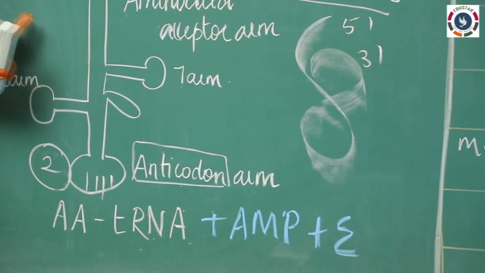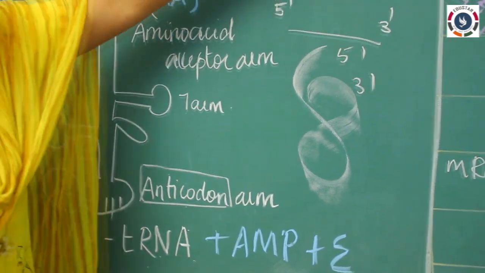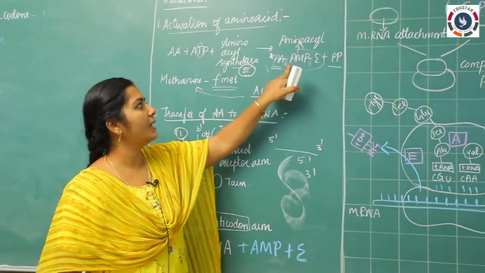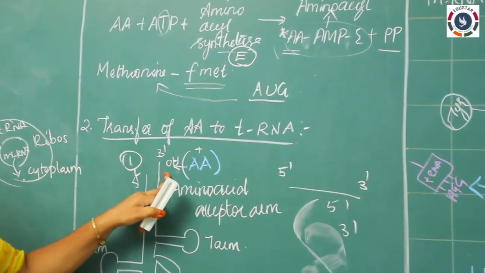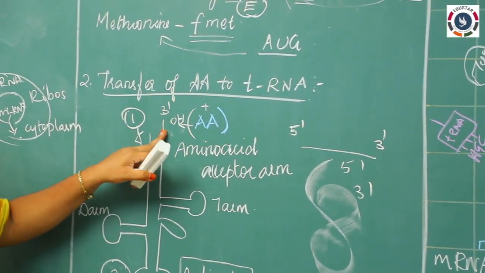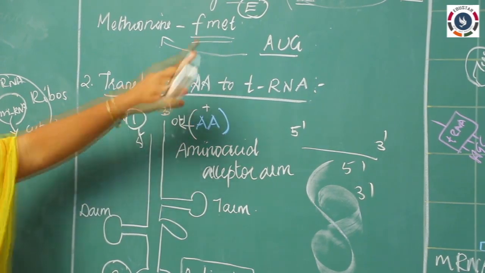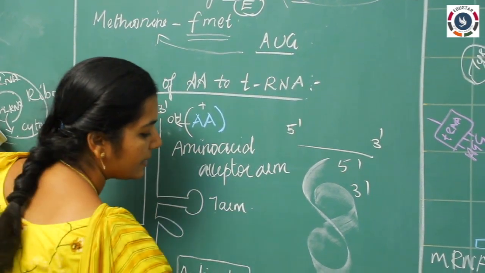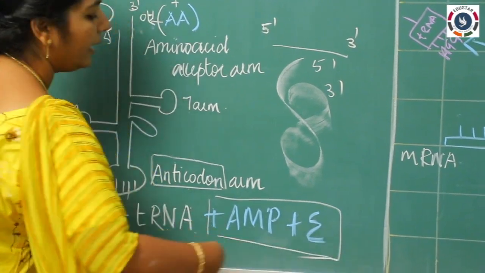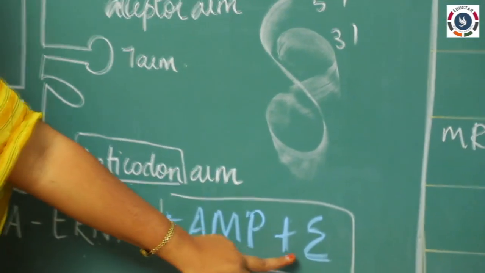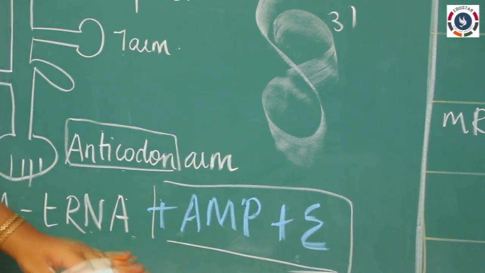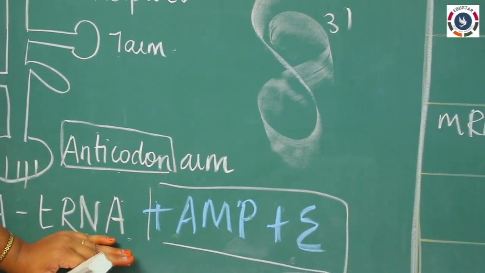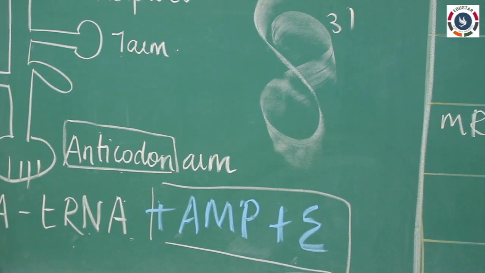Here what will happen is, after this complex, we call this the charged amino acid. This charged amino acid comes and attaches to our 3' end. Only our aminoacyl will attach, and the remaining AMP plus our enzyme, aminoacyl synthetase, and monophosphate will be released into the cytosolic region. So our tRNA is now carrying the amino acid with it.